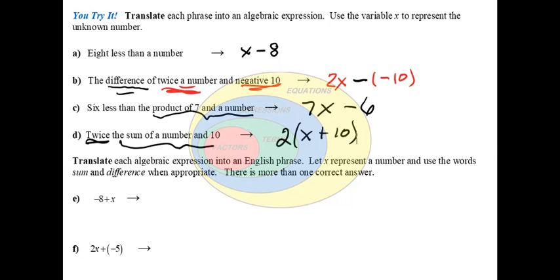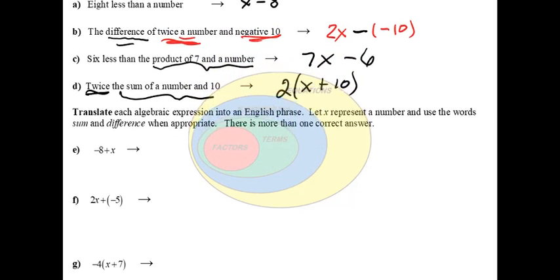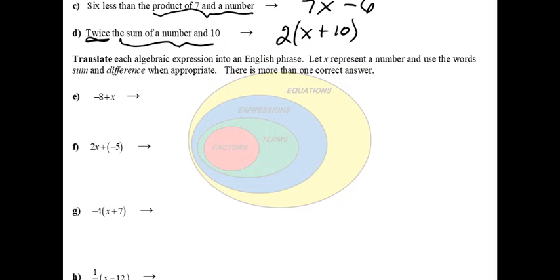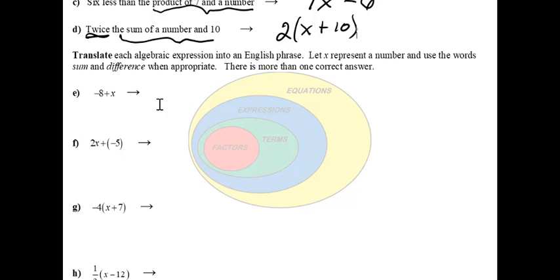All right, so now we're translating expressions into English. So when I read it, I want to be able to translate it, and it says use the sum and difference when appropriate. So for this one, you notice that this is a sum between two things. So I'm going to start out with the sum of. The first term is negative 8, and the last is a number. So this would be the sum of negative 8 and a number.